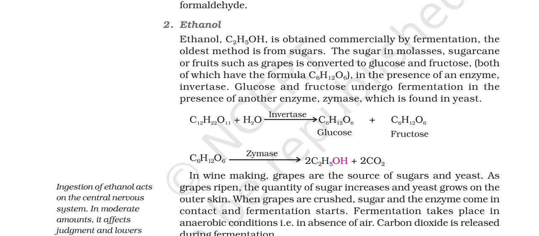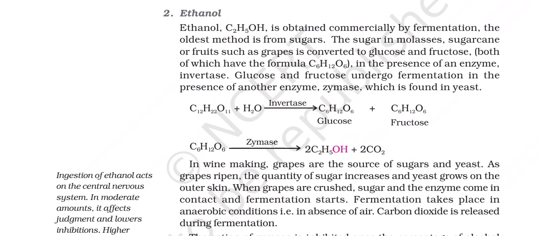Ethanol. C2H5OH is obtained commercially by fermentation. The oldest method is from sugars. The sugar is in molasses, sugarcane, or fruit such as grapes, and is converted to glucose and fructose in the presence of an enzyme, invertase. Glucose and fructose undergo fermentation in the presence of another enzyme, zymase, which is found in yeast. In wine making, grapes are the source of sugar and yeast. As grapes ripen, the quantity of sugar increases and yeast grows on the outer skin.